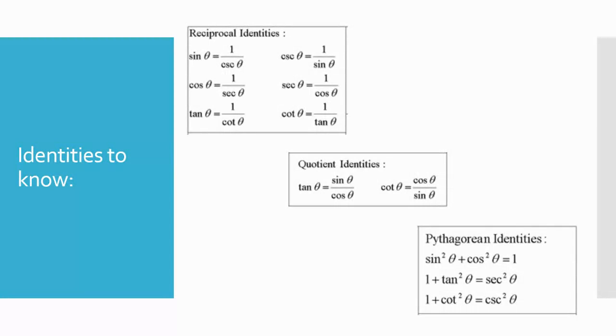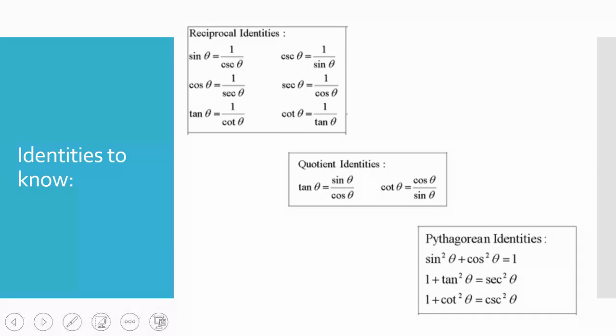You also really need to know that tangent is sine over cosine and cotangent is cosine over sine. Those become really important later on helping us solve things, but right now in manipulating these identities. And then come the Pythagorean identities, sine squared theta plus cosine squared theta equals 1, etc. Those are going to be really helpful in helping us manipulate these expressions.